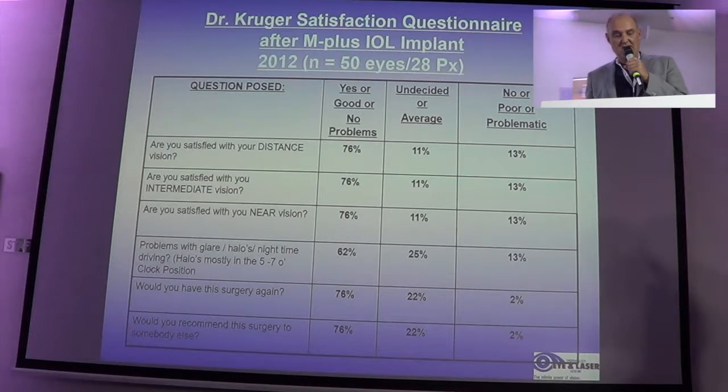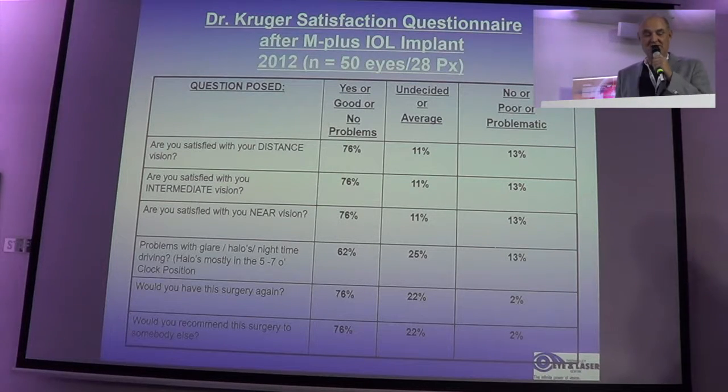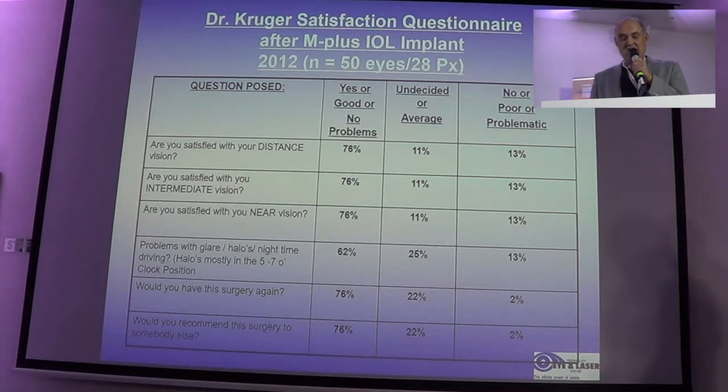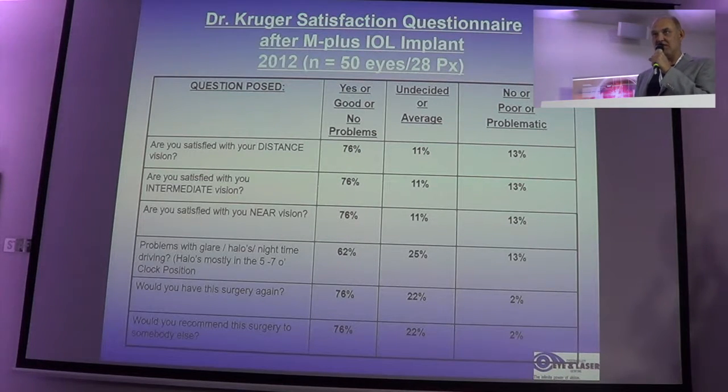We did a study of some 50 eyes with the N+ Oculentis lens a number of years ago, and we did a dissatisfaction questionnaire. We found that between 75 and 85% of patients were very happy with their vision. Some were a little bit undecided. It may have been due to dry eyes or some astigmatism. And the thing that stands out here, if you look in the right-hand corner, is that in spite of all that, 98% of the patients said they would have the surgery again, or they would recommend somebody else to have the surgery.